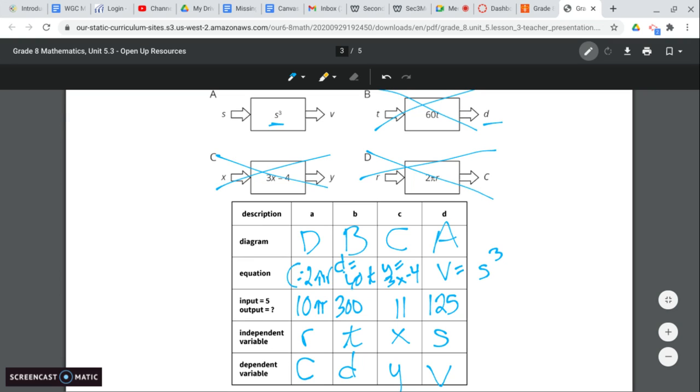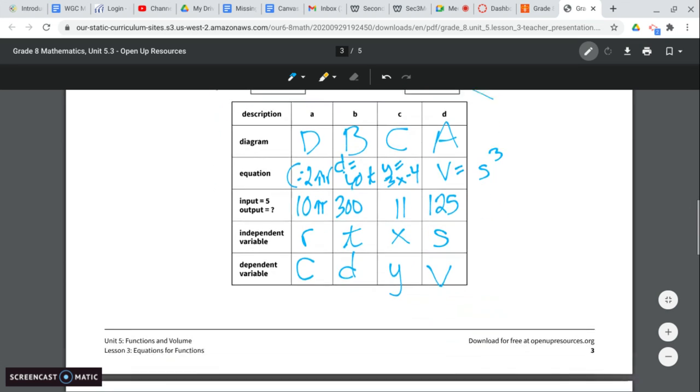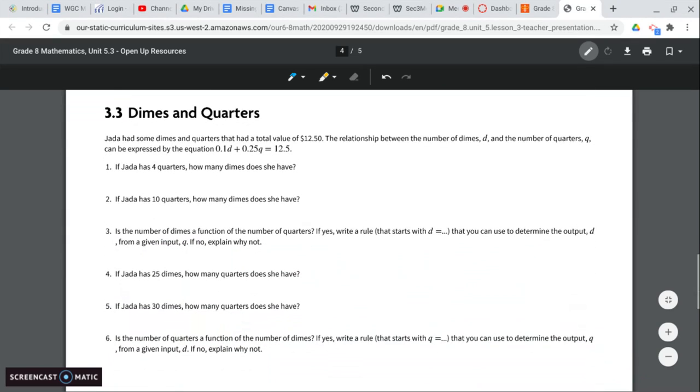So your keyword for this lesson is equations, because we're building equations off of these models and these descriptions and being able to figure out our independent and dependent variables. Independent and dependent variables go back to stuff that you've learned in science as well, hopefully.